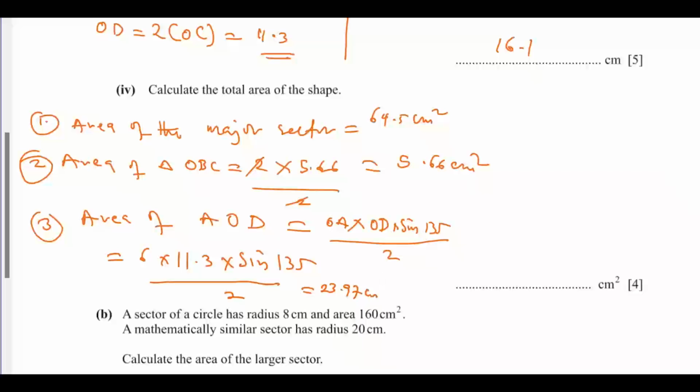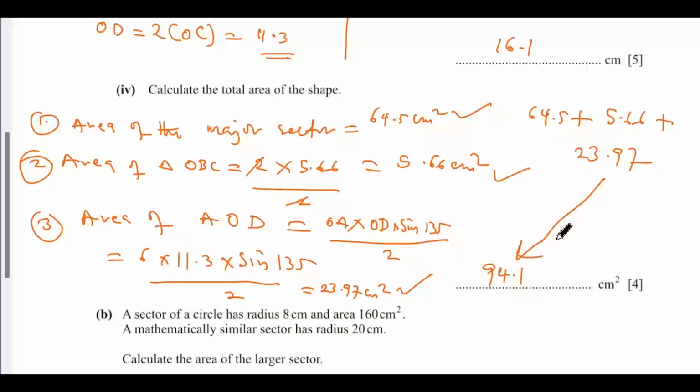Okay, so if you do this, it will give you 23.97 centimeter squared. So you have to add this and this together. Okay, so that will give you 94.1 centimeter squared. That is 64.5 add 5.66 add 23.97. Okay, so this will give you the answer here.